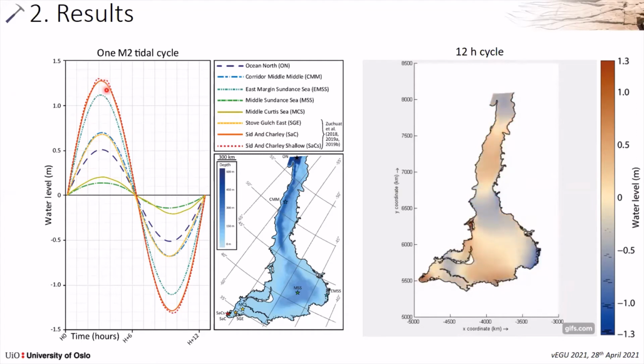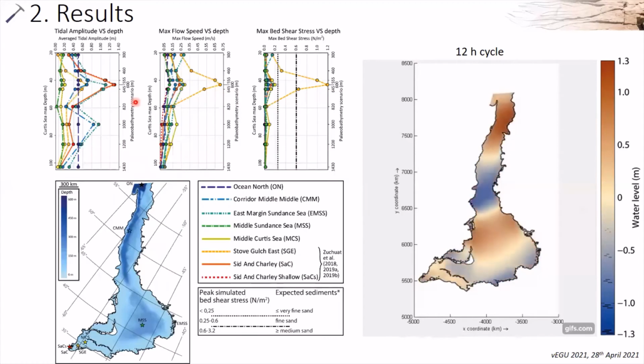You can see here also in this graph, the dashed blue line is the initial tidal forcing, so 0.5 meter tidal amplitude. And you can see how amplified some of these areas are, like down here or on this side, you can see how amplified they are.